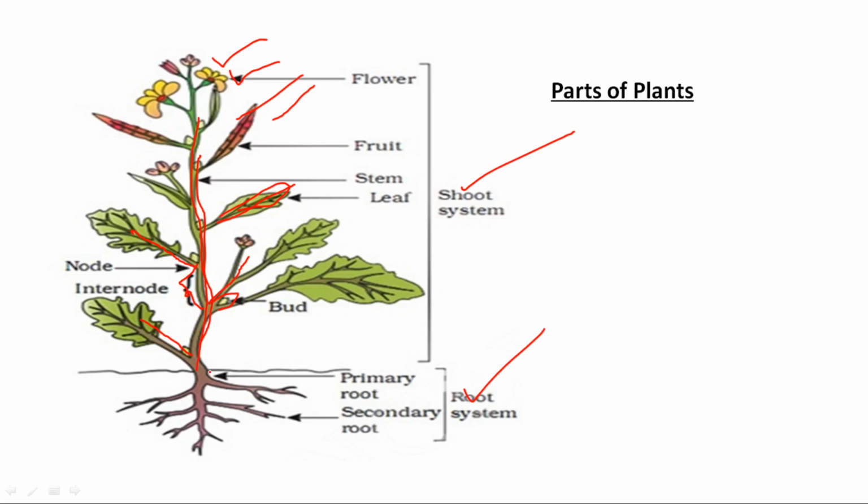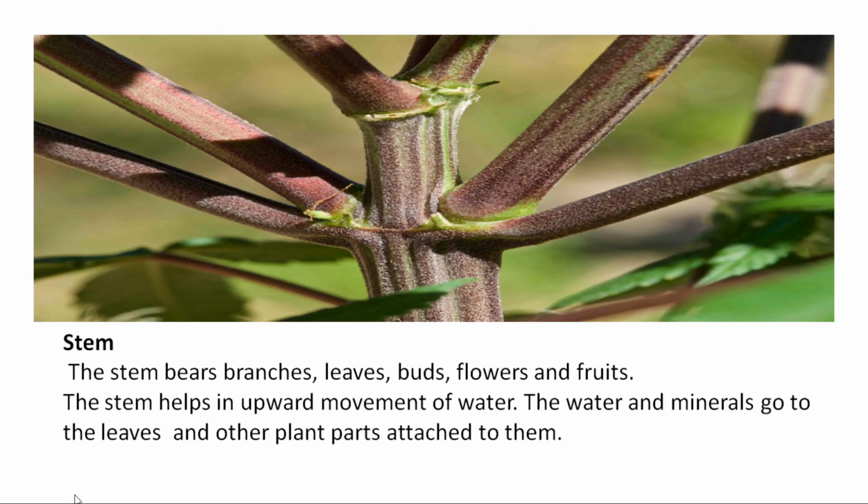We have main root. Here it is main root, that is known as primary root. Then from main root some branches are grown. Those are known as secondary root. So these are the parts of plant, which have shoot system and root system, and these many parts are here. Okay, let's move to next.